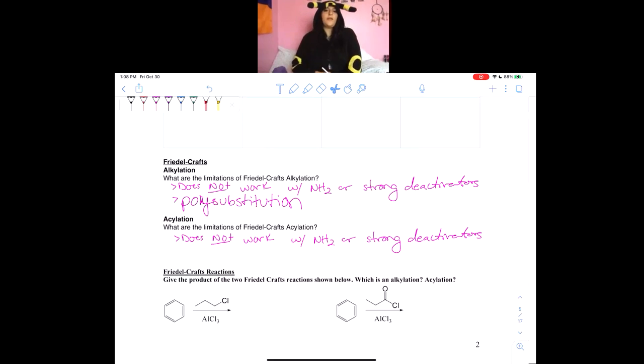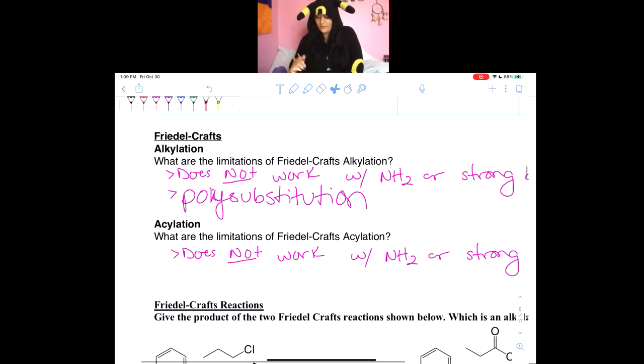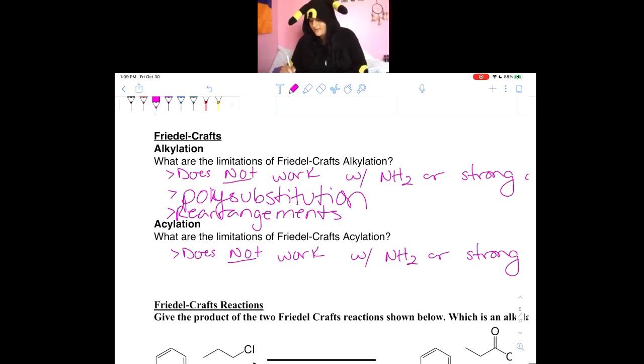Yes? Okay, cool. And then I just copied and pasted the strong deactivators thing because it is exactly the same for acylation. And the alkylation actually has one more, and you guys kind of already talked about it. It can have rearrangements, and the reason it can have rearrangements is because of the carbocation electrophile.